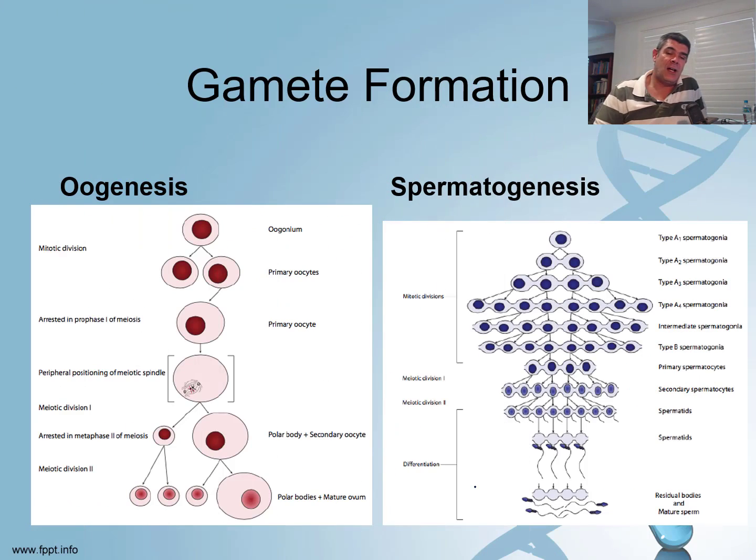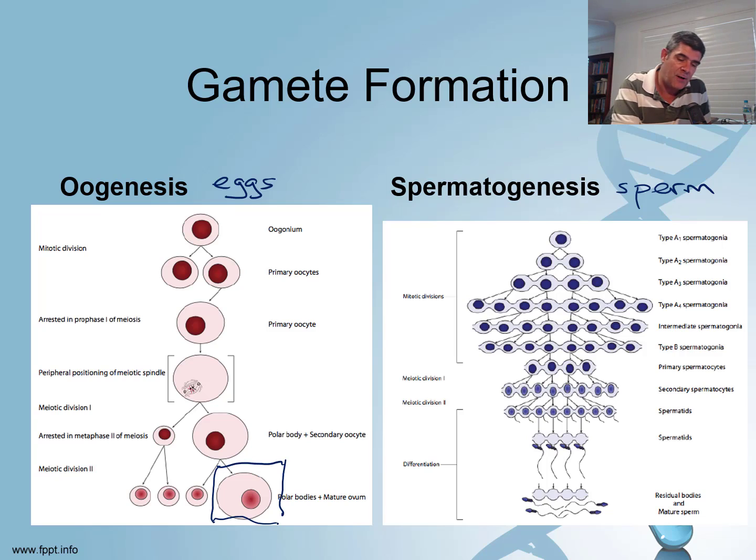So here is a comparison of the difference between oogenesis, which is the process of producing oocytes or eggs, and spermatogenesis, which is, obviously, the process for producing sperm. The important thing is that when fertilization occurs, the bulk of the material in the zygote, the fertilized egg, is going to come from the egg itself. So the egg is large, has a lot of cytoplasm, has a lot of cell contents, as well as the genetic material that's going to be important for the new developing individual.